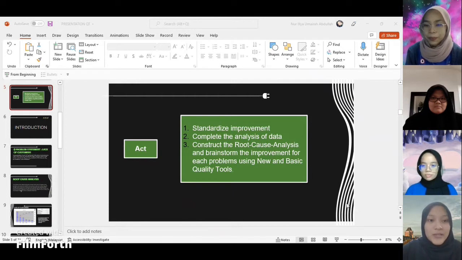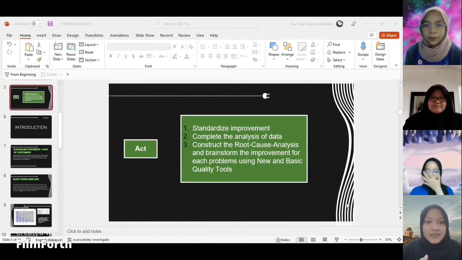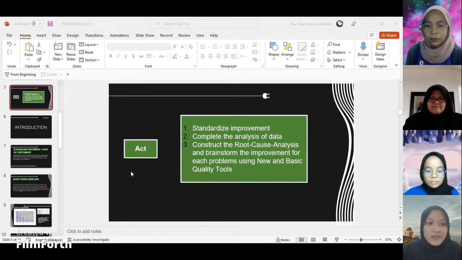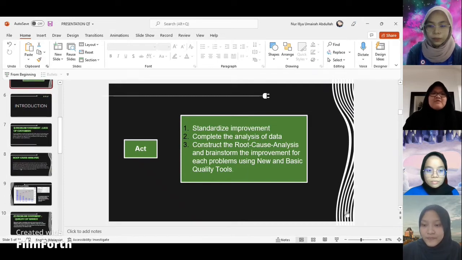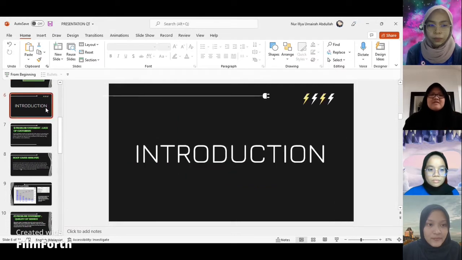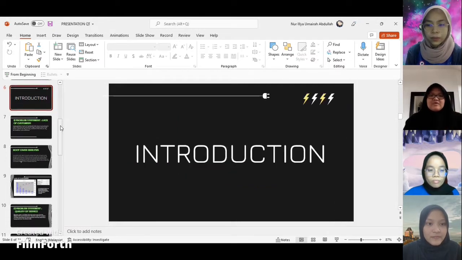For this, we complete the analysis of each data and standardize the improvements we construct using new and basic quality tools. Next, for the introduction, I will pass the slide to Aida. So today, we will discuss the problem statement, root cause analysis, and how to improve by using the basic quality tool and the new quality tool.